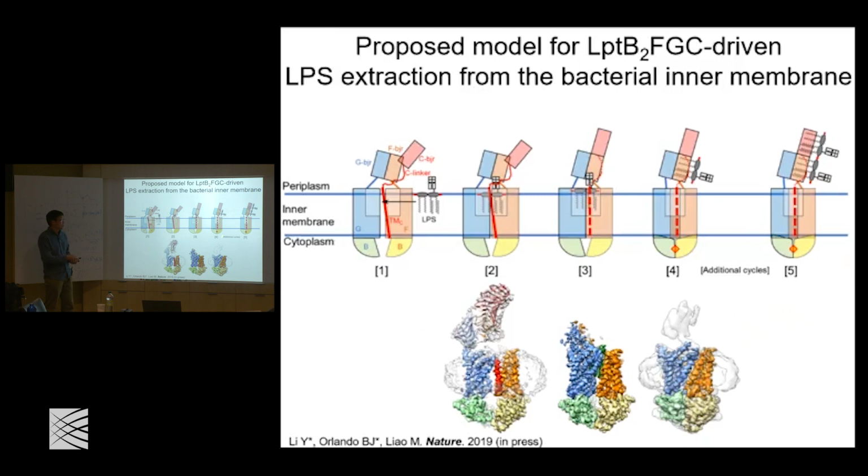And it's very likely that during the active cycle, the C helix probably never gets a chance to go back and stably bind again at the interface. So with additional cycles of translocation, more and more LPS gets squeezed into the periplasmic domain, and then actually pushes the LPS into the periplasm.